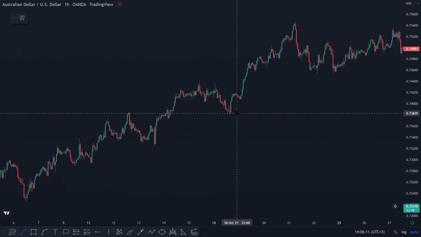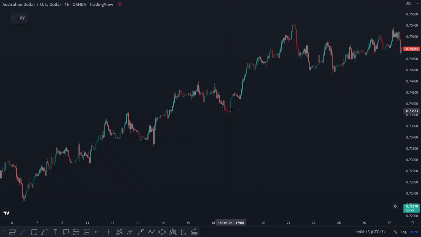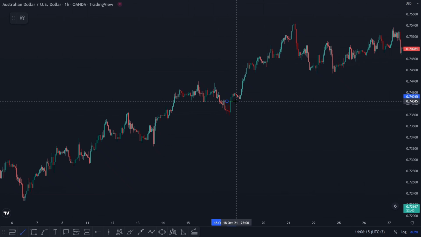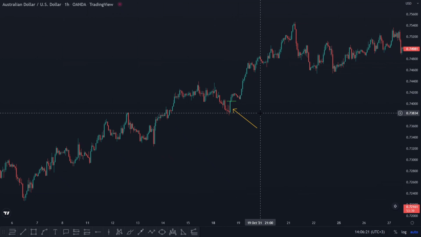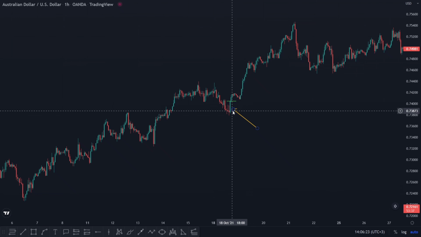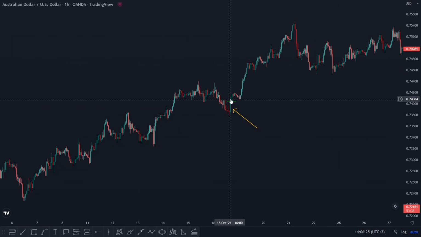Let's assume you got into your buy trade after this long candlestick closed. So this long candlestick is a sign of strong bullish momentum. So I'm assuming that after it closed, this is where you got your buy entry.